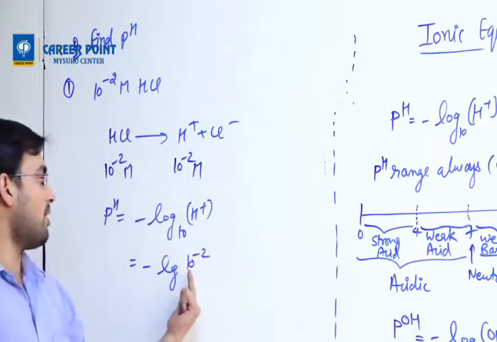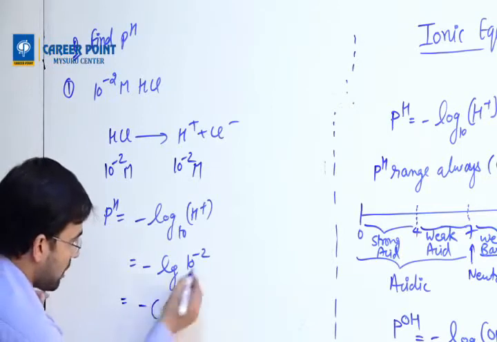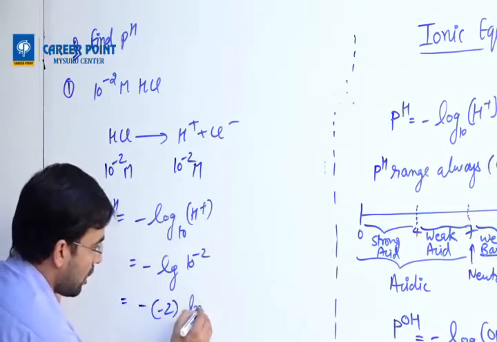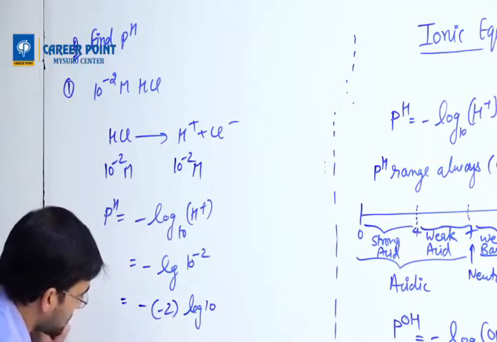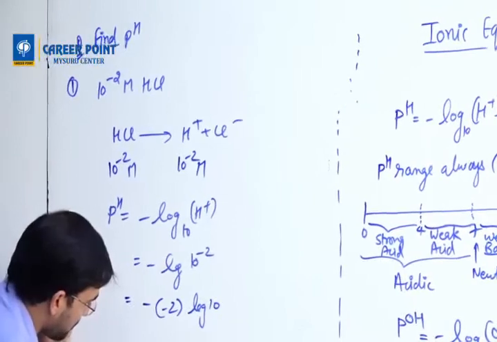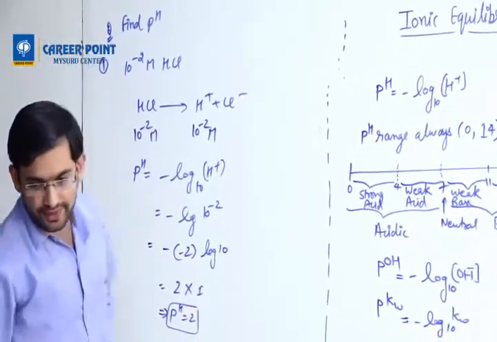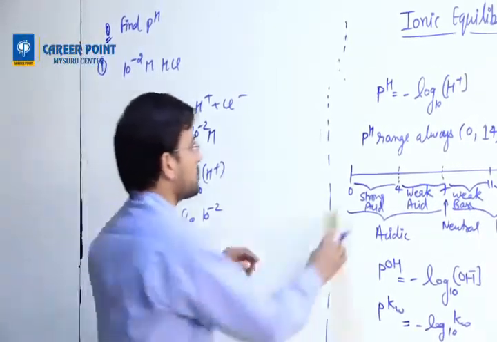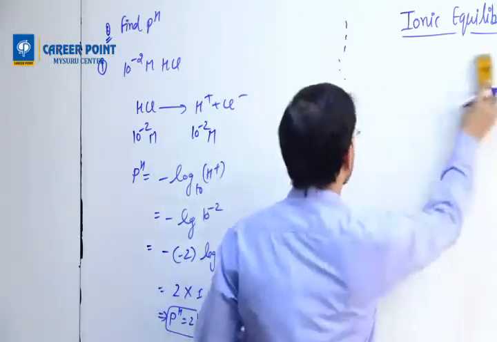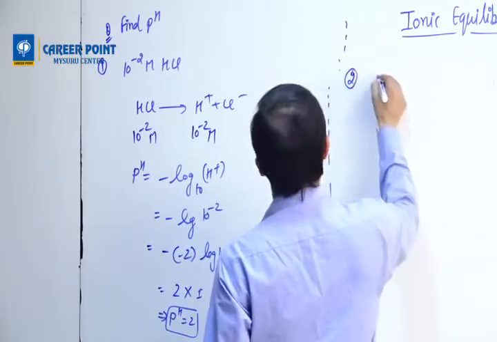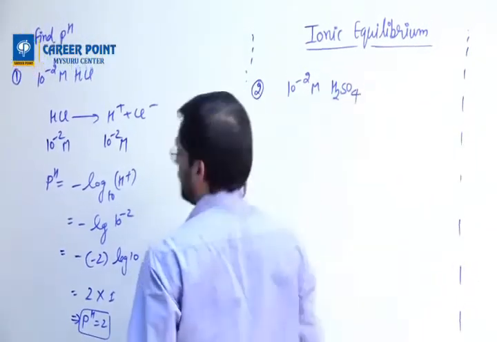Now this is the log m power n formula. So I can write, minus the power comes here, minus 2 log 10, and log 10 value I know is 1. So minus 2 into 1. So pH is equal to 2. Easy. Now try to solve this question. Question 2. 10 power minus 2 molar H2SO4.